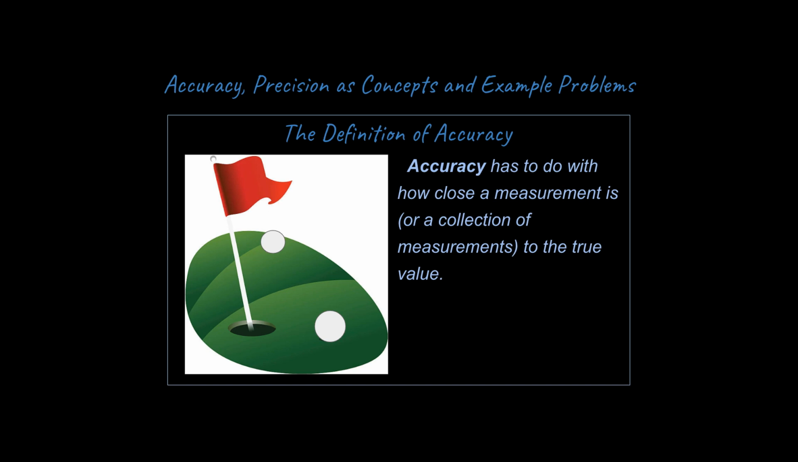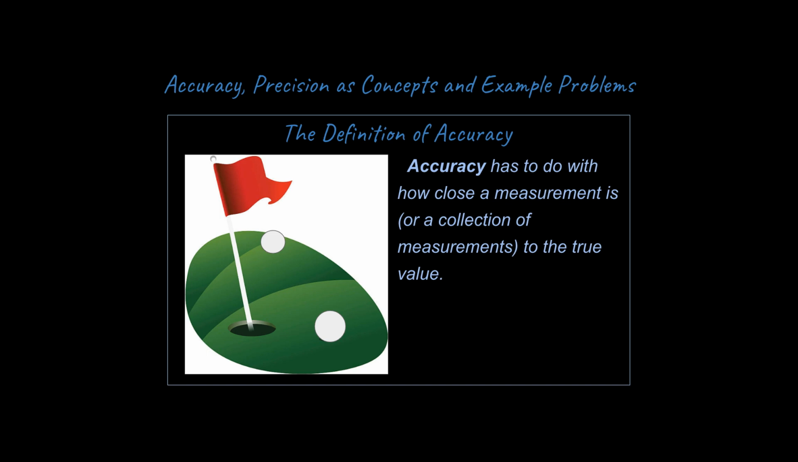Both of these ideas have to do with taking data and what we mean when we're describing the data that has been taken. So the first thing we need to talk about is the definition of accuracy, and that has to do with how close a measurement is, or a collection of measurements are, to the true value of whatever it is we're trying to work with.